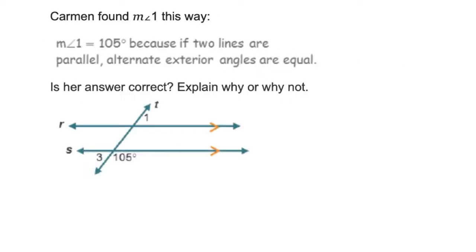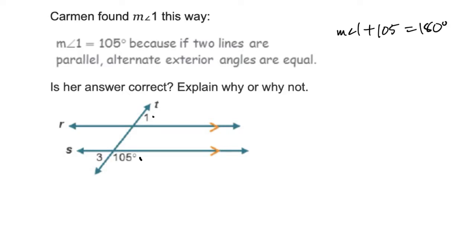All right, Carmen found the measure of angle 1 this way. Measure of angle 1 equals 105 because if two lines are parallel, alternate exterior angles are equal. Is her answer correct? No, it is not. Angle 1 and 105 would be those consecutive exterior angles. So they would be equal to 180. The measure of angle 1 plus 105 would equal 180.